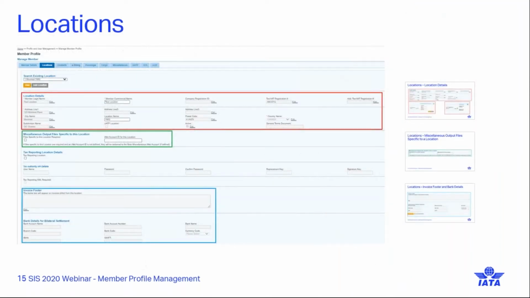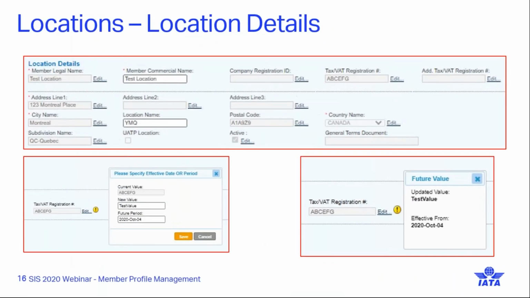Here's a screenshot of the Locations tab, and for explanation, we've divided it into 3 different boxes. Moving into the first one, location details. Once a new location is either selected or added, it's similar to the main location details. You can edit the legal name, commercial name, address, tax/VAT, and additionally, like the previous one, edits made here only take place the following billing period.